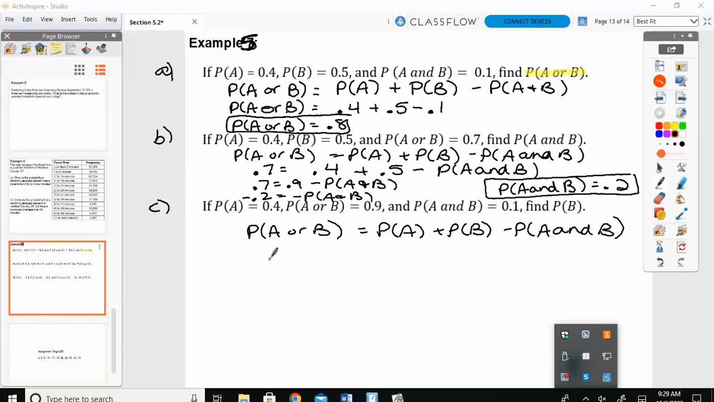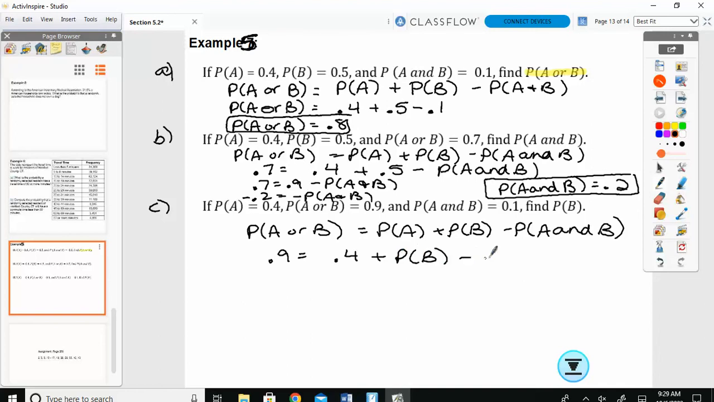A or B is 0.9. Probability of A is 0.4. Probability of B, we don't know. Minus probability of A and B is 0.1. So 0.4 minus 0.1 is 0.3. Subtract that over so you get 0.6 for the probability of B. Alright, so do you guys understand how to just use these formulas to solve for something?